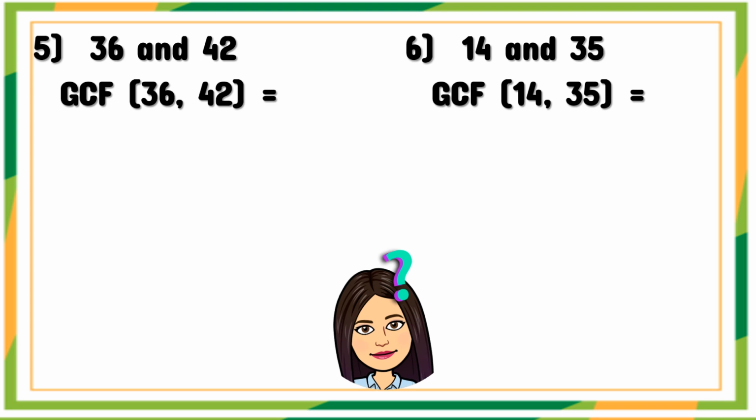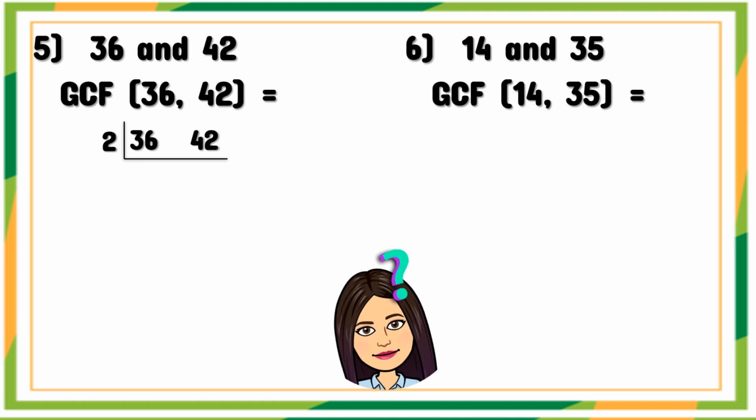Let's check your answers. For number 5, let's find the GCF of 36 and 42 using the continuous division method. 36 and 42 are divisible by 2, so we're going to divide them by the prime number 2. 36 divided by 2 is 18. 42 divided by 2 is 21.